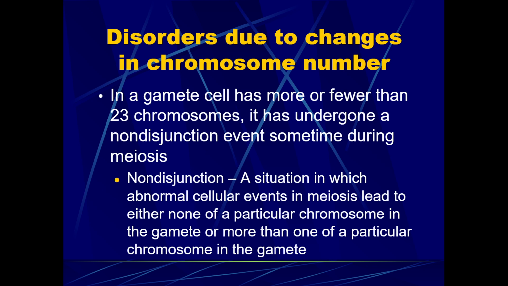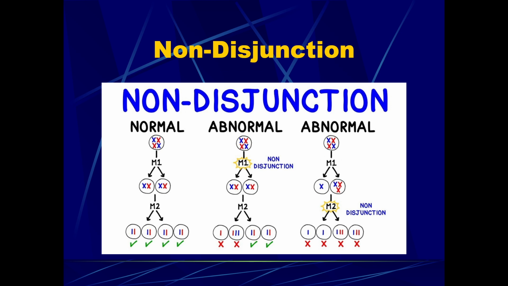Disorders due to change in chromosome number can also have an effect called non-disjunction. So in a gamete, if we have a cell that has more or fewer than 23 chromosomes, it's definitely undergone non-disjunction, which is a situation in which abnormal cellular events in meiosis lead to either none of a particular chromosome or more than we needed, more than one of a particular chromosome in a gamete.